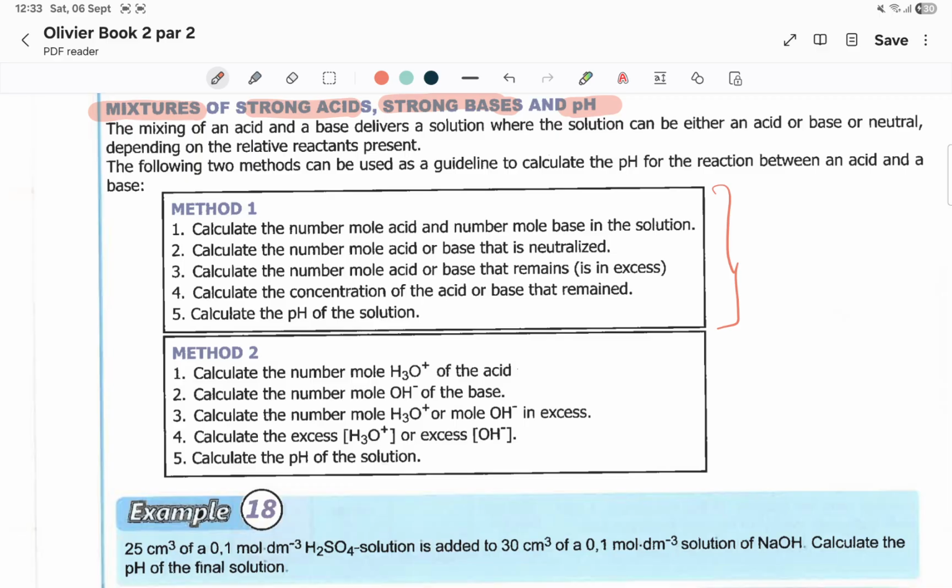In this method, the first step is to calculate the number of moles of acid and the number of moles of base in the solution. So that will be the first step. We are going to look at an example.